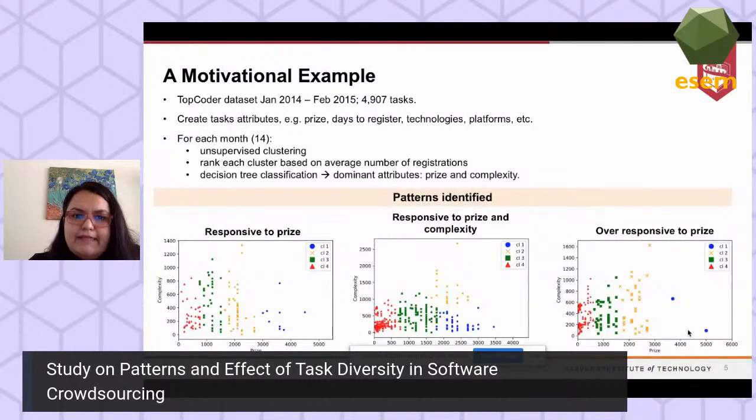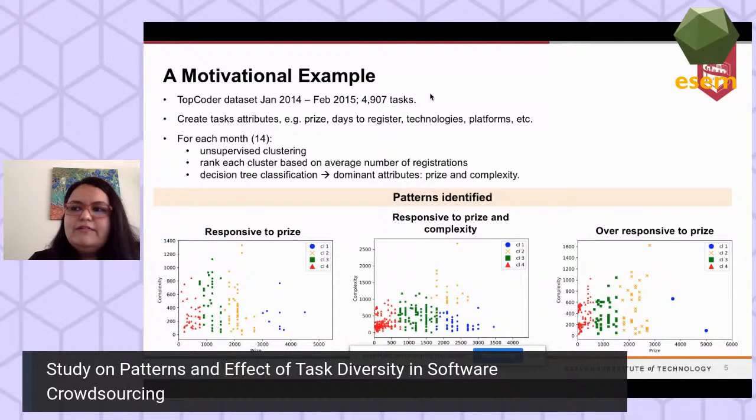I'm going to go through an example of how we identify the patterns. For TopCoder, we work with this data set from January 2014 to February 2015. We had around 5,000 tasks. Then we create task attributes, for example, the price, the days to register, technologies, platforms, number of links, etc. For each month, these were 14 months, we did an unsupervised clustering where we ranked each cluster based on the average number of registrations. Then we performed a decision tree classification and identified that the dominant attributes were price and complexity.